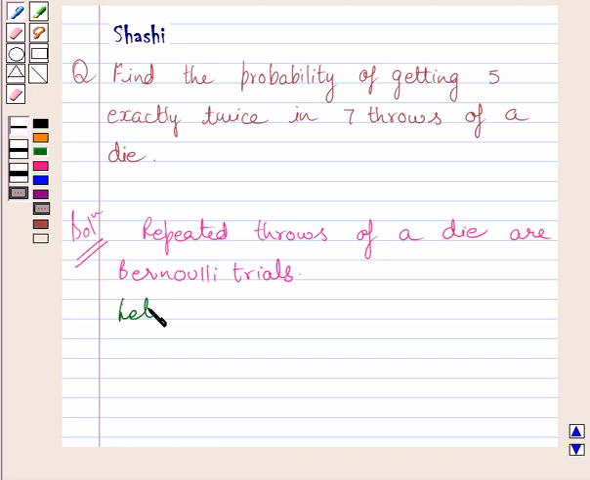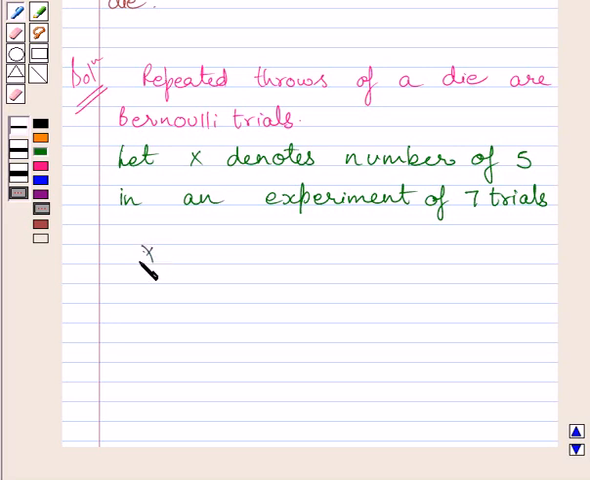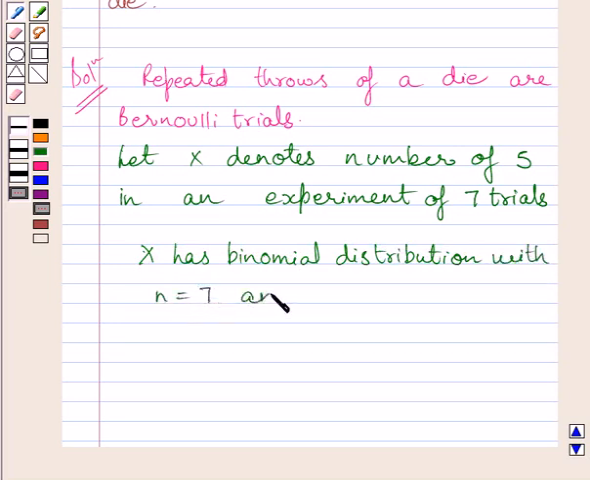Now let us assume that X denotes number of 5 in an experiment of 7 trials. Now, X has binomial distribution with n is equal to 7 and p is equal to 1 upon 6.